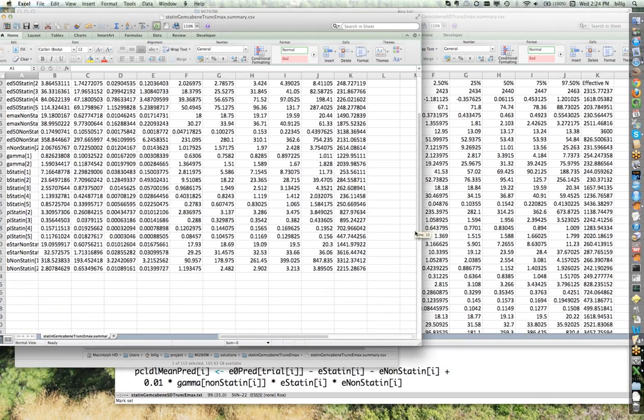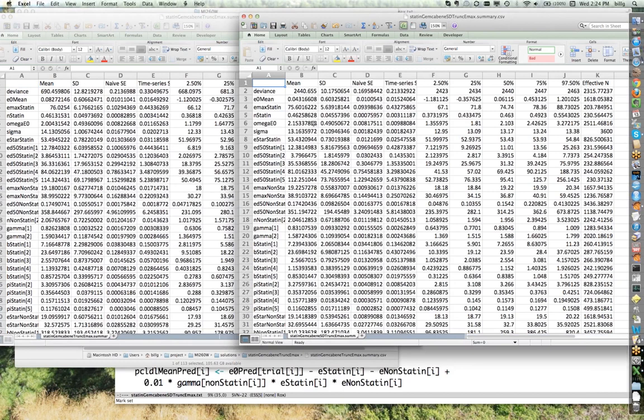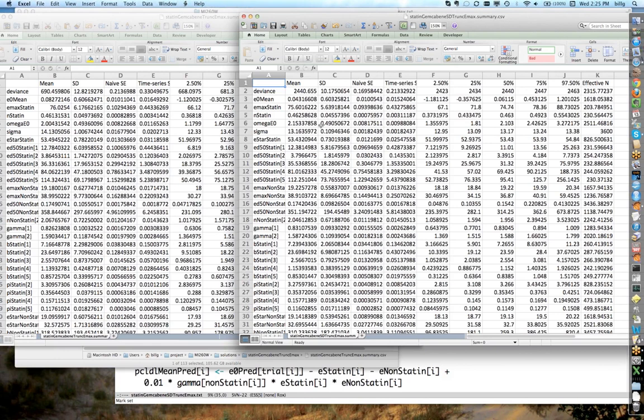Oh, there it is. I guess that's right. We only had one random effect, didn't we? Actually, it didn't reduce that to any substantial degree. Oh, I was looking at the wrong thing. I should be looking at the precision. That's about the same. It didn't make much difference.